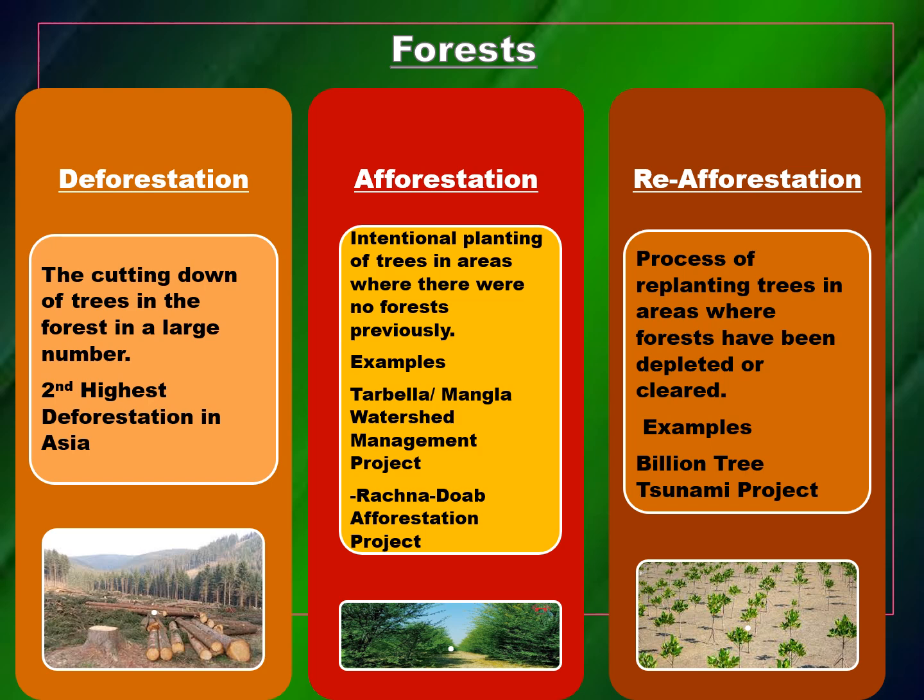Then afforestation refers to the act of planting trees in areas where there was no forest previously. For example, Mangla and Tarbela Dam Watershed Management Program, Rachna Doab Afforestation Project, and a project in Gilgit-Baltistan by Aga Khan Rural Support Program. Then we have reforestation. Reforestation is the process of replanting trees in areas where forests have been depleted or cleared. For example, Billion Tree Tsunami Project. So I hope these three terms are clear to you.